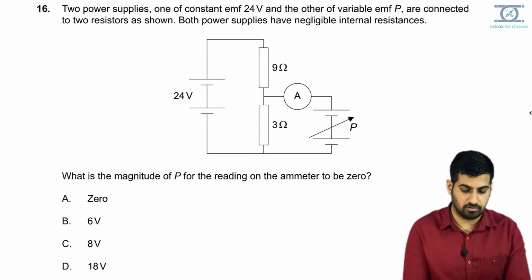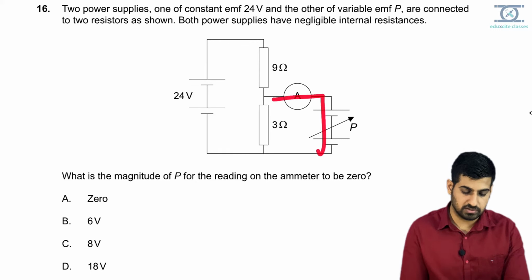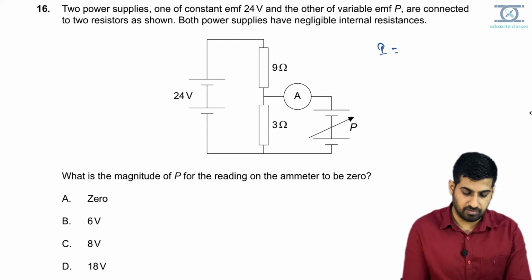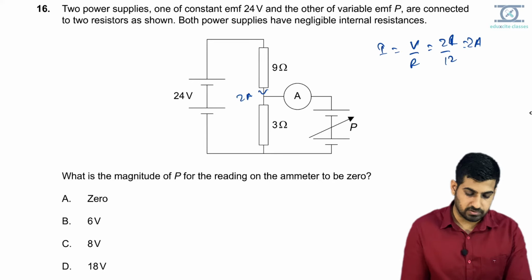So just calculate using Ohm's law. These are in series. Since there is no current in the other branch, the total resistance is 9 plus 3, that is 12. So current will be V by R, that is 24 by 12, that is 2 ampere. So if a current of 2 ampere is flowing, the potential drop is 6 volt.